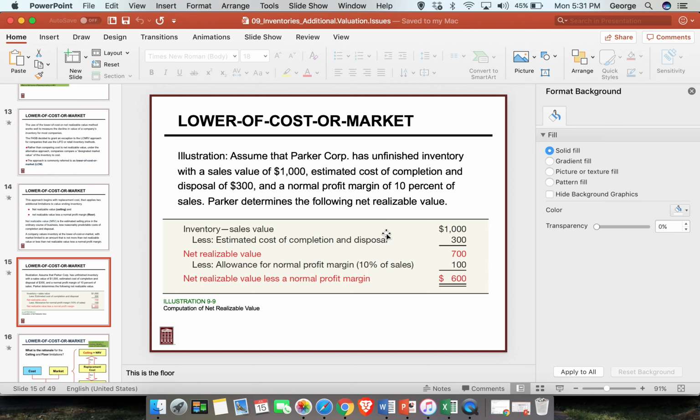So assume that Parker Company has unfinished inventory of the sales value of 1,000, estimated cost of completion and disposal of 300, and a normal profit margin of 10% of sales. Parker determines the following net realizable value. So inventory, less cost of completion and disposal, right? So that's going to bring us down to our net realizable value, and then we have an allowance for normal profit margin of 100. So that's our floor. So our floor is 600, and our ceiling is 700.